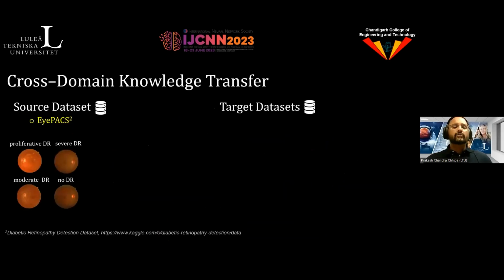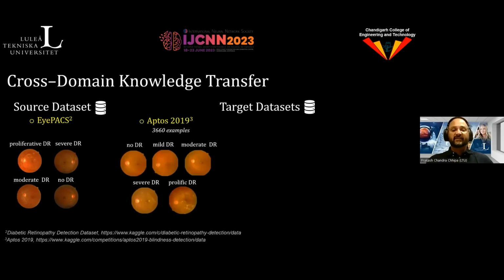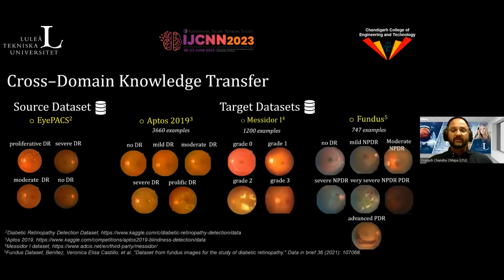So in order to see how well we learn the representations, as we discussed already about the source data set on the pre-training part, we have three target data sets: APTOS, MESSIDOR, and Fundus Images. APTOS has 5 classes, MESSIDOR has 4 classes of different gradings of diabetic retinopathy, whereas the last target data set, Fundus, has only 747 examples. However, it has 7 classes.